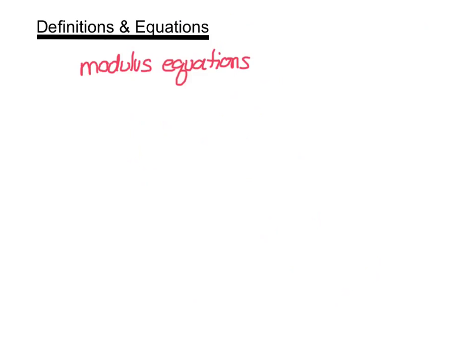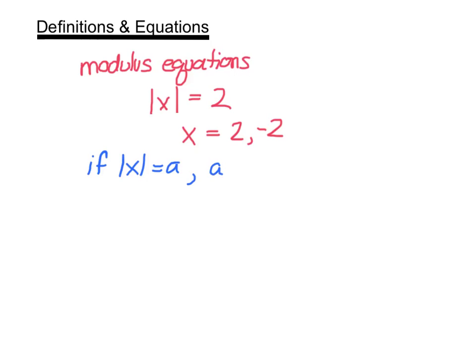We're now going to take a look at equations that include the modulus or absolute values. Let's start with a really easy example. We have the absolute value of x equals 2. Well, hopefully you can see right away that x has to equal 2 or negative 2, and these are my only two solutions. So in general, if the modulus of x equals a, and a is greater than 0, then x has to equal plus or minus a. And this is exactly what we saw in the example above.